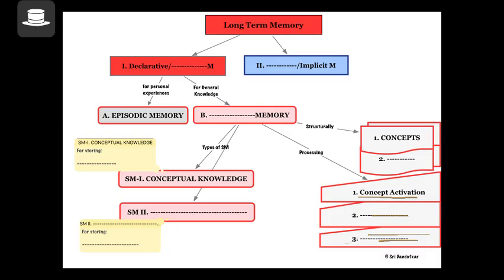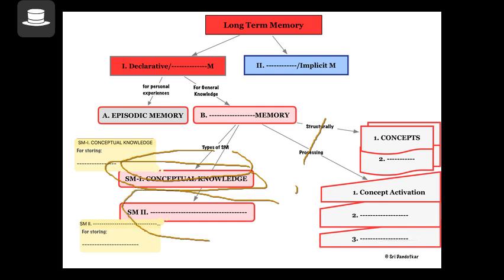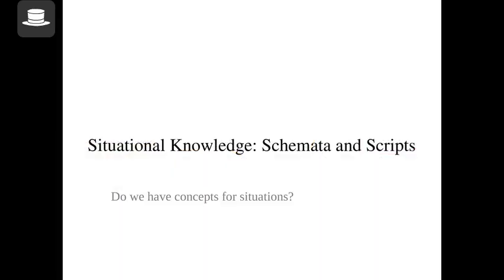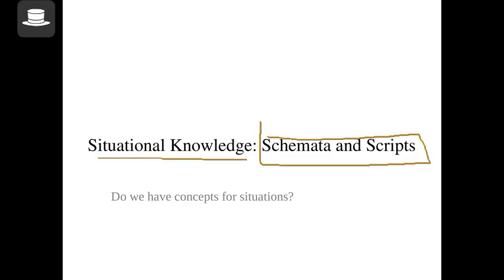Well, we are done with the basics of semantic memory. We're also done with semantic memory 1. The only thing that's left now is to talk about semantic memory 2, which we will in the next video. Semantic memory 2 is basically situational knowledge. And in that context, we'll talk about schemata and scripts.